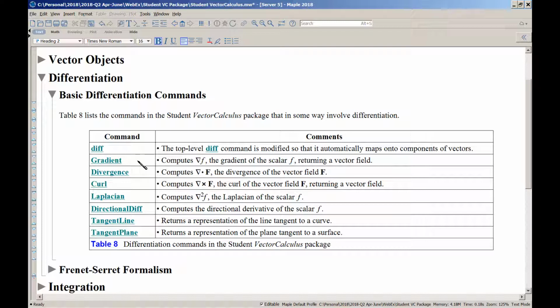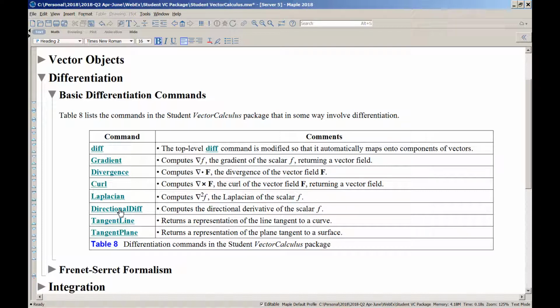Then there's a gradient operator. It computes the gradient of a scalar, and it will return a vector field. It does not return a single vector, it returns a vector field. The divergence, del dot f, applies to a vector field. Curl, del cross f, applies to a vector field, and it returns a vector field. This one returns a scalar. Laplacian, del squared, applied to a scalar, and it returns a scalar.